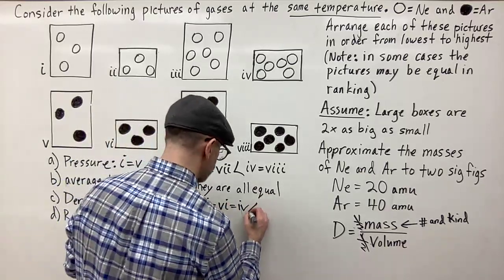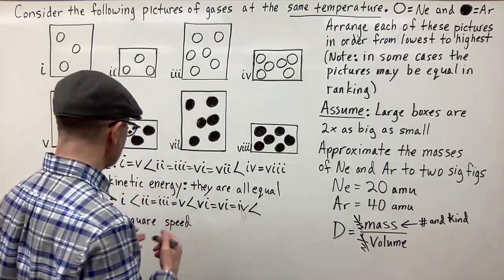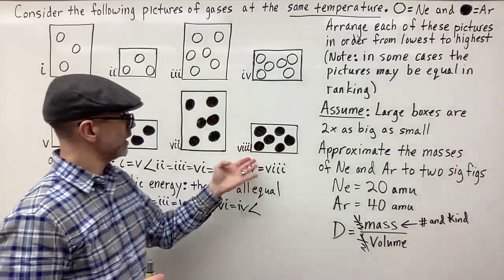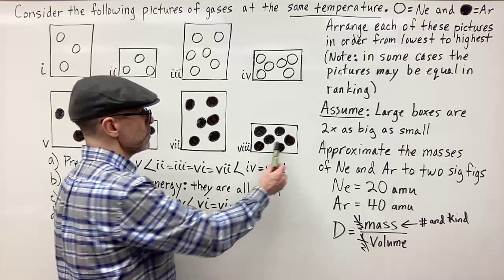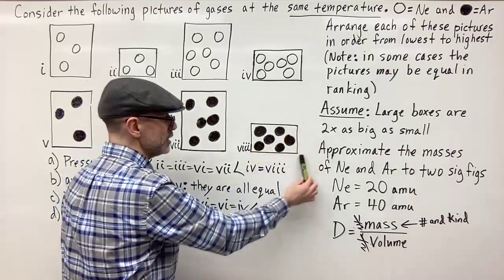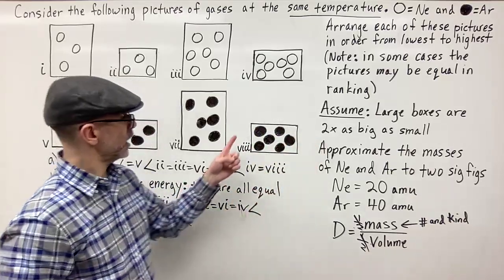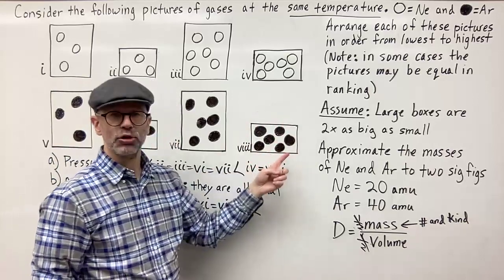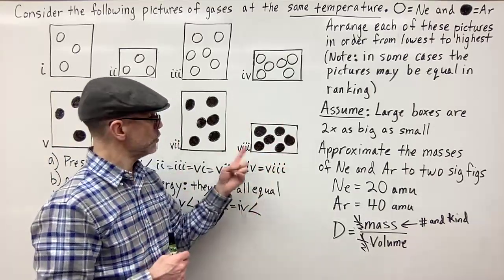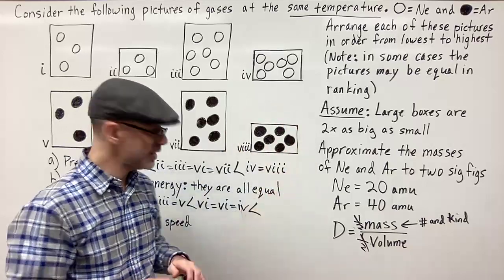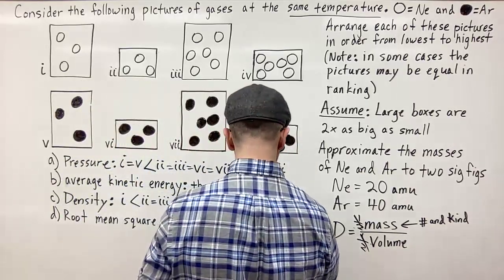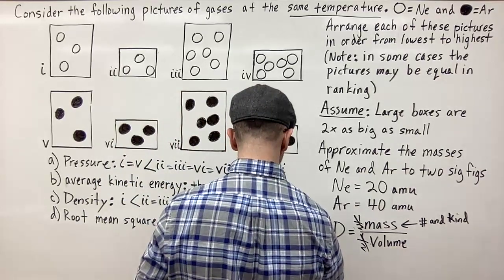Okay, now that leaves one box left, number 8. That must be the most dense, but let's just check it out. So here, number 8 has the least volume, the greatest number of particles, and they're the heaviest. So out of all of the boxes, this is going to be the most dense. So that's going to be the last one, number 8.